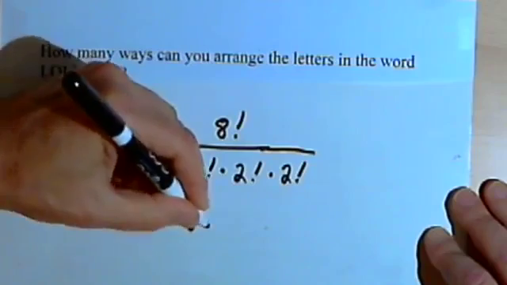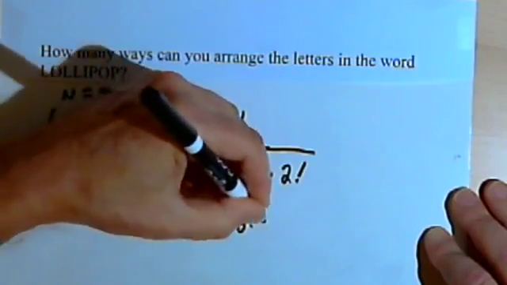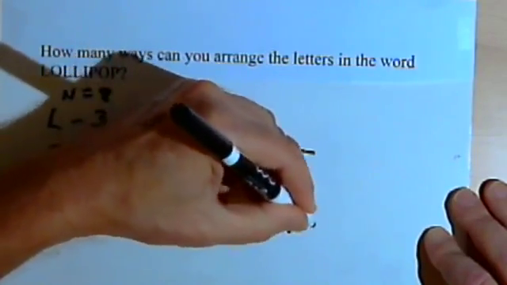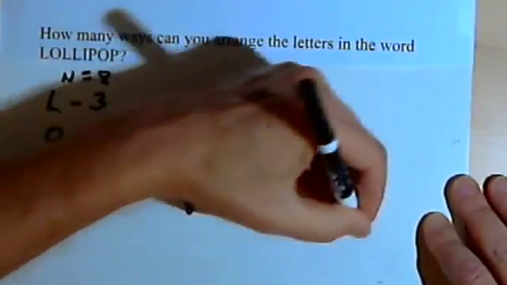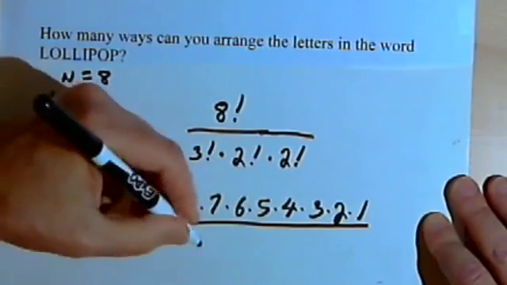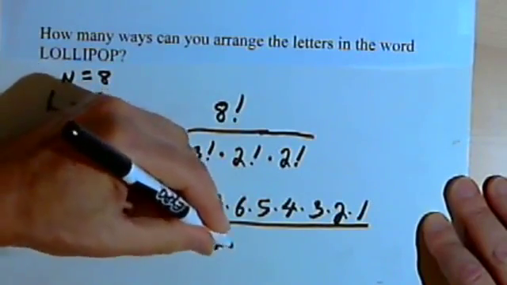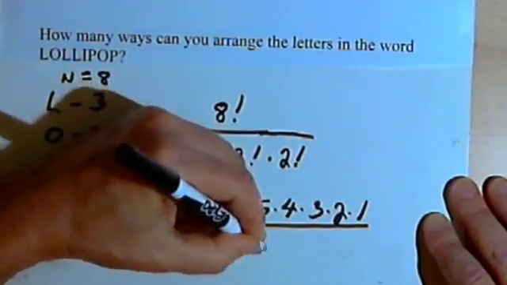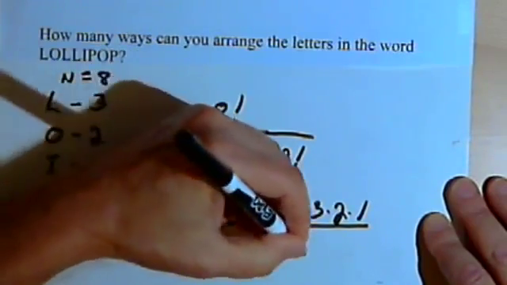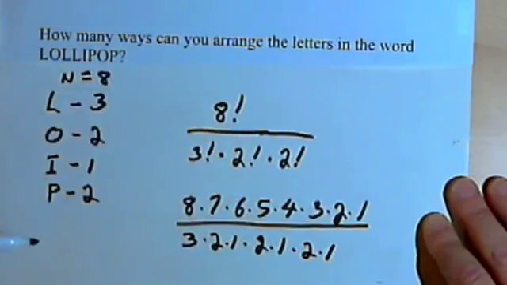So 8 factorial is 8 times 7 times 6 times 5 times 4 times 3 times 2 times 1. 3 factorial is 3 times 2 times 1, times 2 factorial is 2 times 1, times 2 factorial again is again 2 times 1.